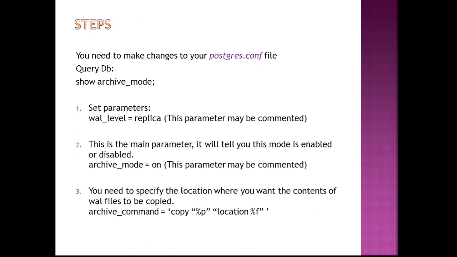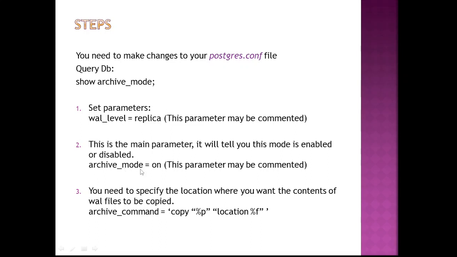There are a few steps you can watch here. We need to make changes in the Postgres configuration file, postgresql.conf. You can check whether archive mode is enabled or not in the configuration file. These are the three parameters. You need to see whether each parameter is commented out or usable. If it is commented out, continuous archiving and the replication of your archive logs will not work.